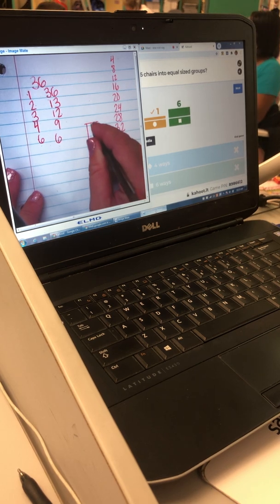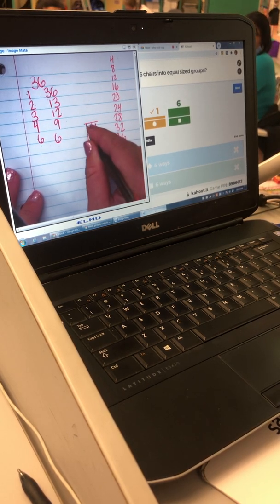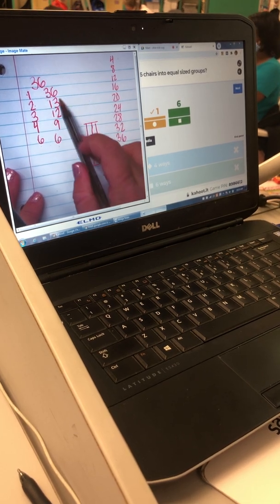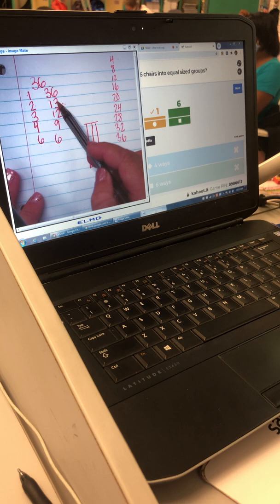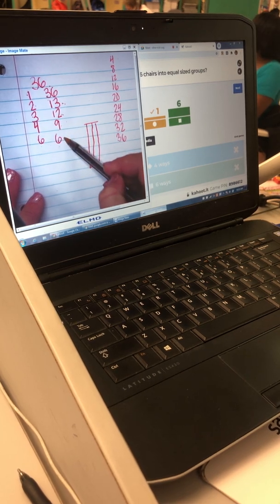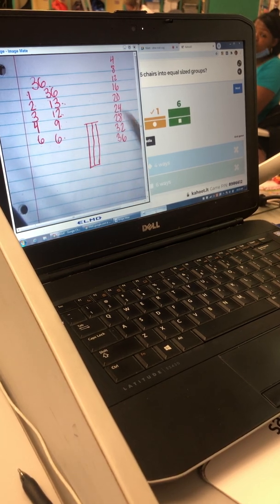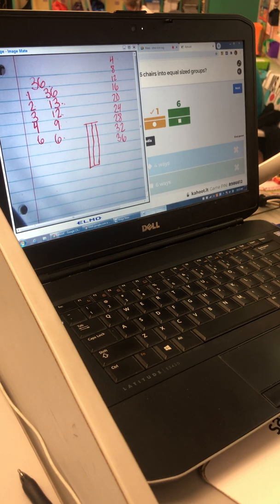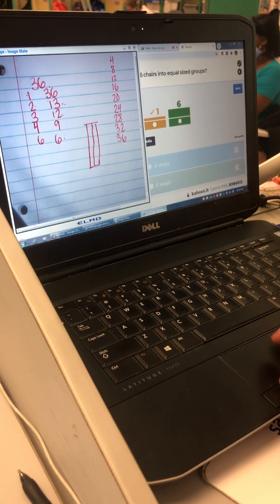It'd be 2 rows of 18 chairs. So there are 1, 2, 3, 4, 5 different ways. You understand that? Okay, does that make sense? Everybody that's on the computer, does that make sense?